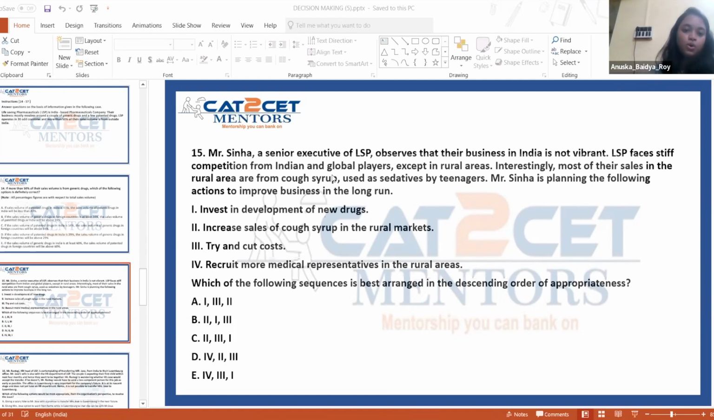Okay. And what is Mr. Sinha trying to do? He is planning to improve the business in the long run. So we have to think long term. So A is invest in development of new drugs. Good idea, right? If we invest in new drugs, we are not competitive in the urban market. So maybe if we invest in new drugs, we will become competitive in the urban market.